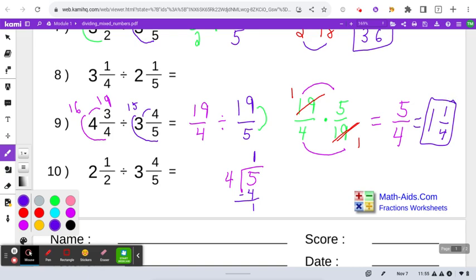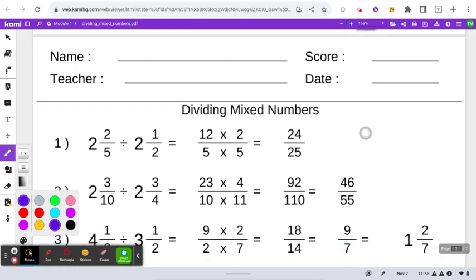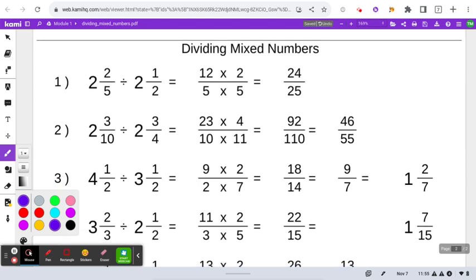I'll go ahead and display the answers for the rest of them. Now, if you don't cross cancel or you don't reduce, this would be your answer. But if you reduce or cross cancel, your answer would be here. So these would be acceptable answers here.